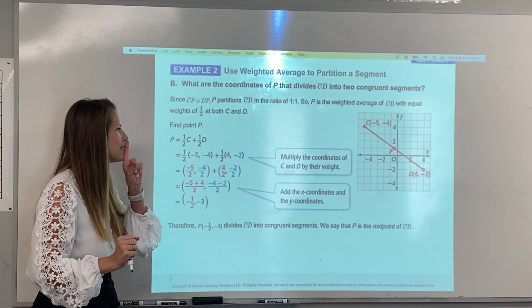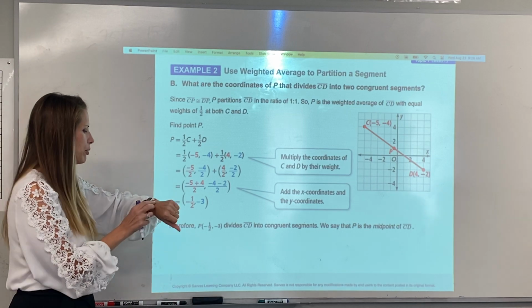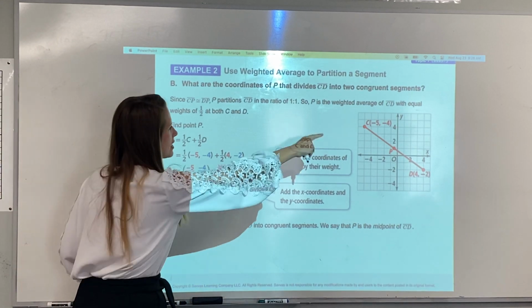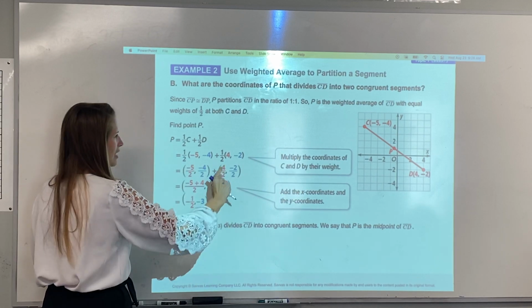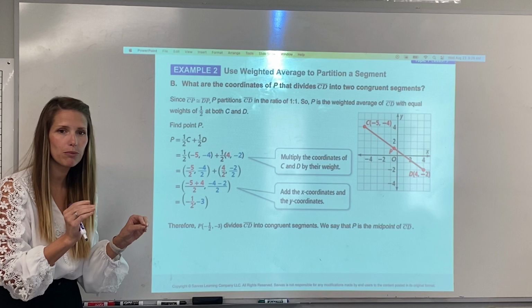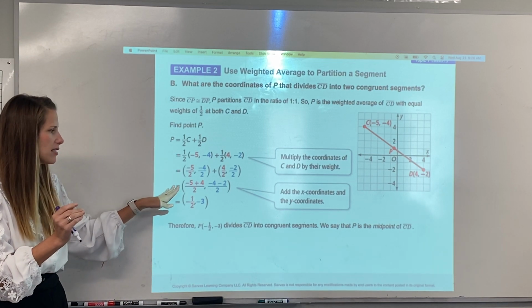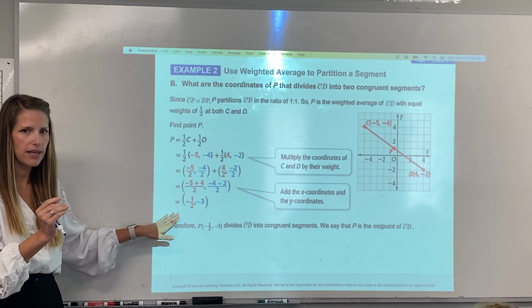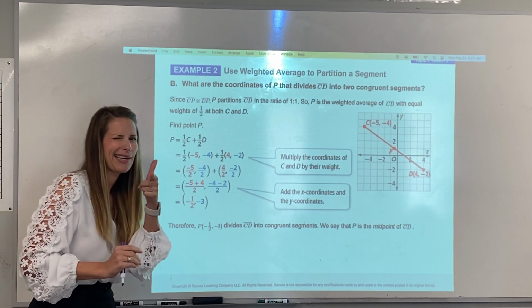Okay. Moving on. We're plugging in our coordinate pairs. For C, it's -5, -4. For D, it's +4, -2. I am going through this one a little bit more quickly because it's a little bit more simple, and it's the same process from here on out.